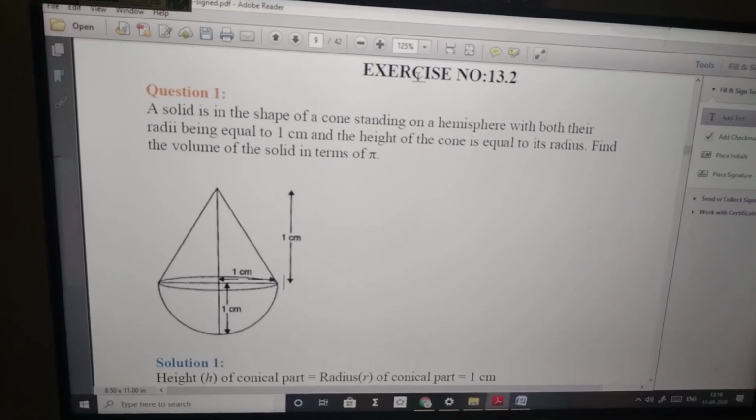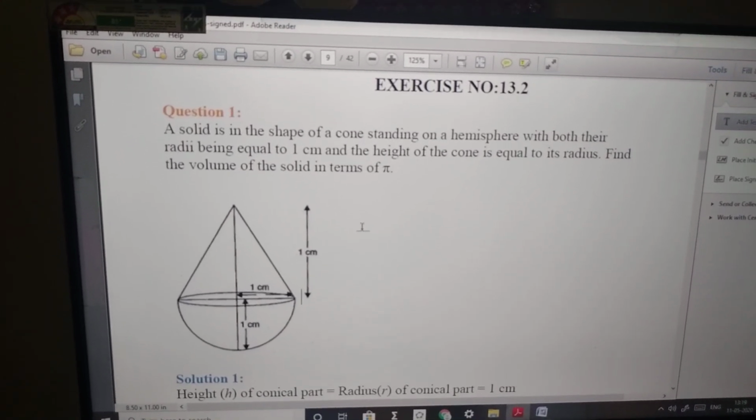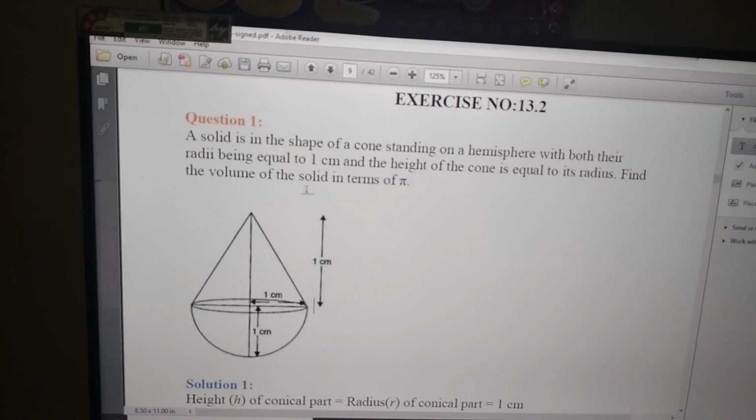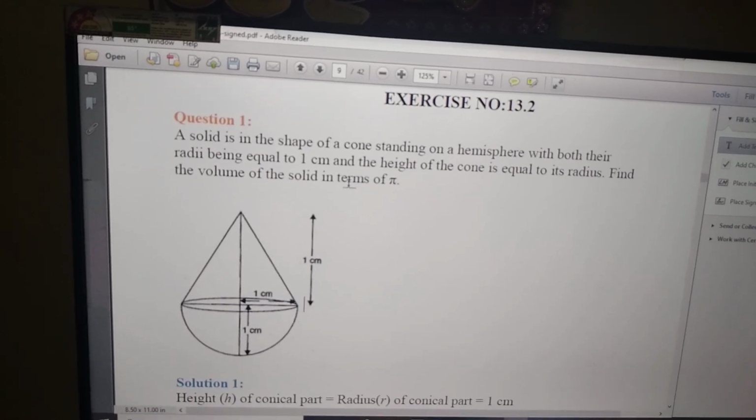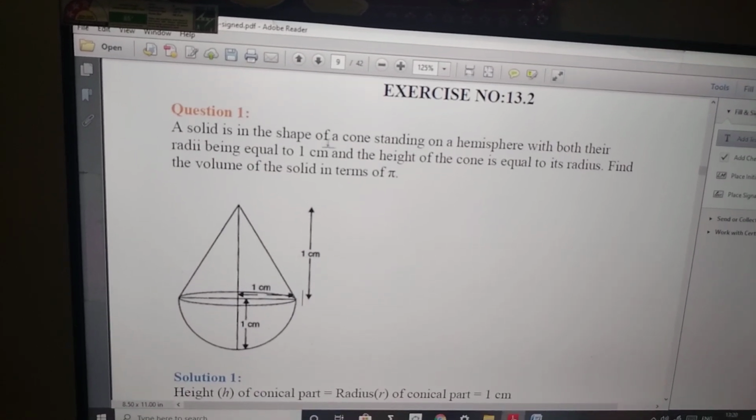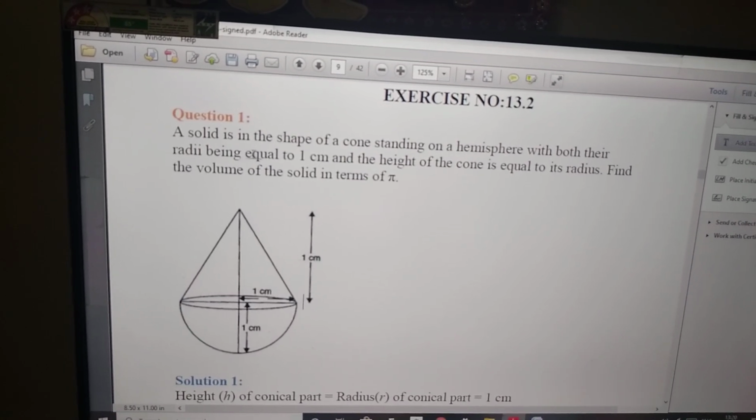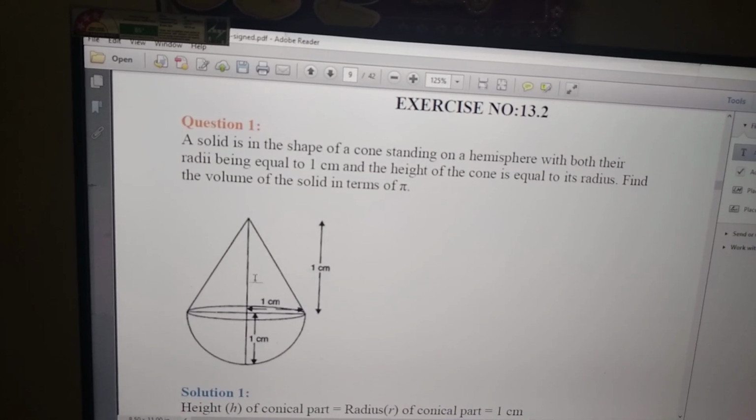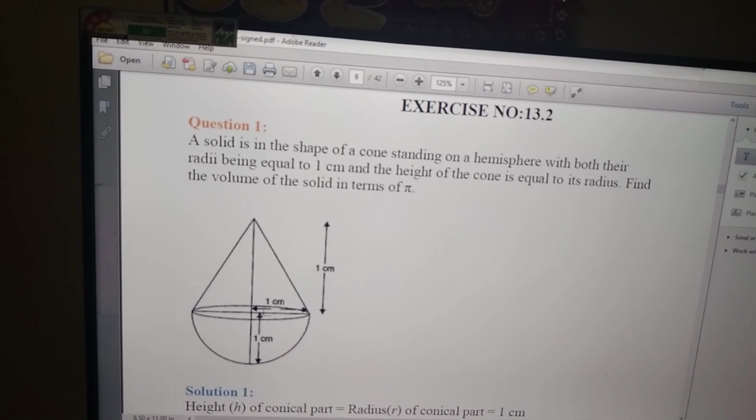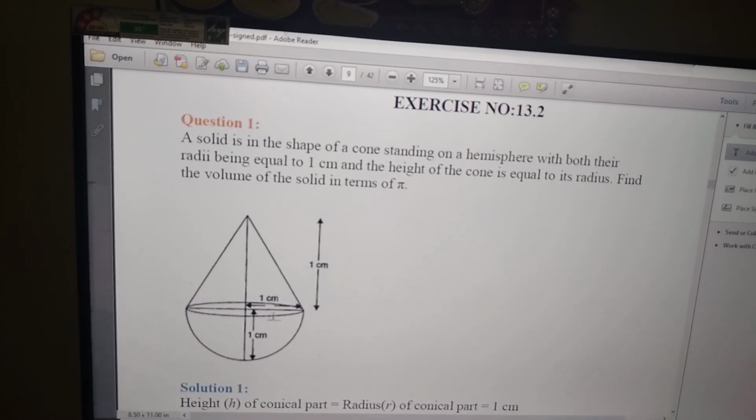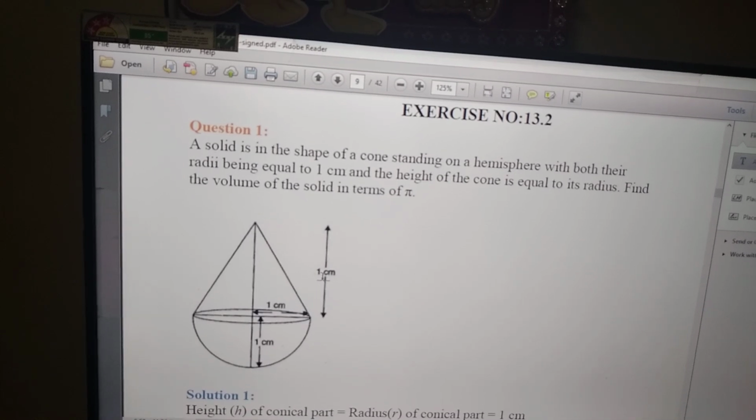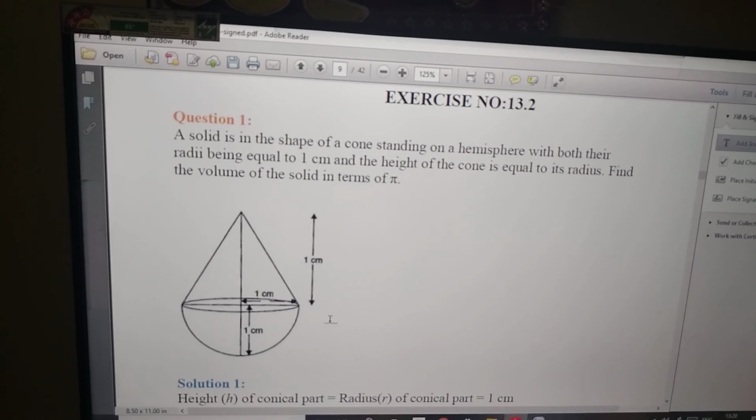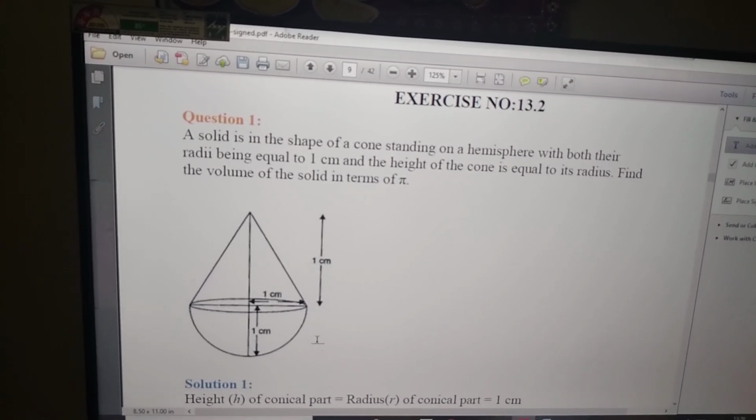So here the given question in 13.2: a solid is in the shape of a cone standing on a hemisphere, with both their radii being equal to 1 centimeter. Above is the cone, standing on the hemisphere. Radius of cone is 1 centimeter, and radius of hemisphere is also 1 centimeter. Height of the cone is given as 1 centimeter. Find the volume of the whole solid in terms of pi.